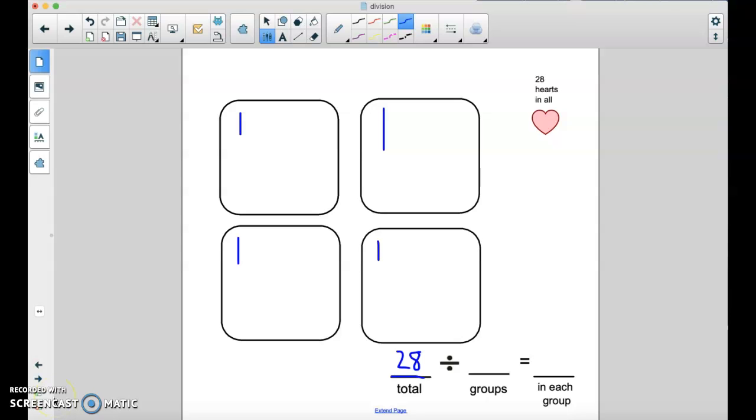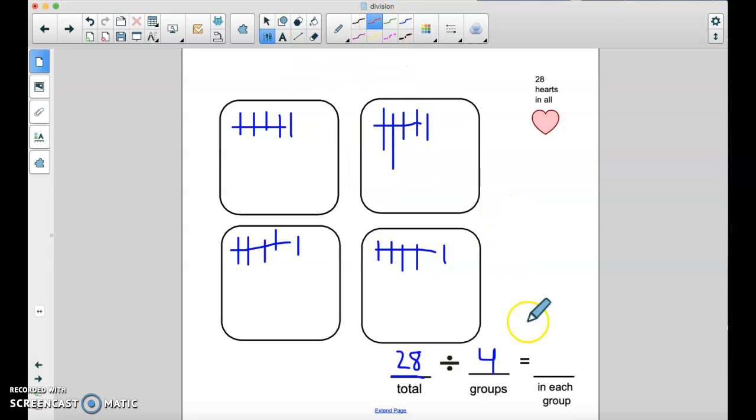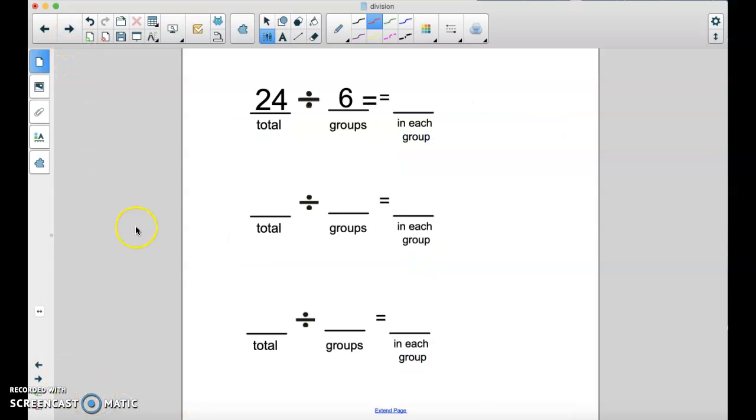Then push pause right now, and then I'll have the answer popped up when you push play again. Good luck. Hopefully your answer was 6 in each box. You needed to have 6 in each. All right. I'm going to have you draw out 24 divided by 6 equals blank, and then I'm going to give you a couple more problems to hopefully work out and you can draw the picture.